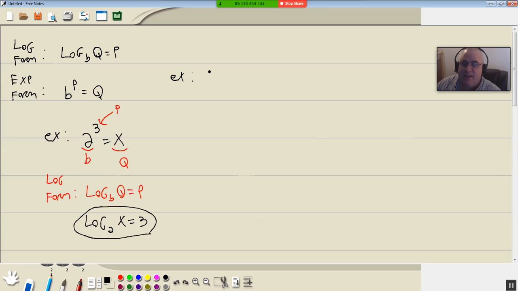Now sometimes the trick is rewriting it into the correct form. For example, if I had this, the cube root of 5 is equal to x. Throughout this entire chapter, you very rarely want any radicals at all. If you see a radical, you want to rewrite it. Well, I can rewrite this as 5 to the 1/3 power.